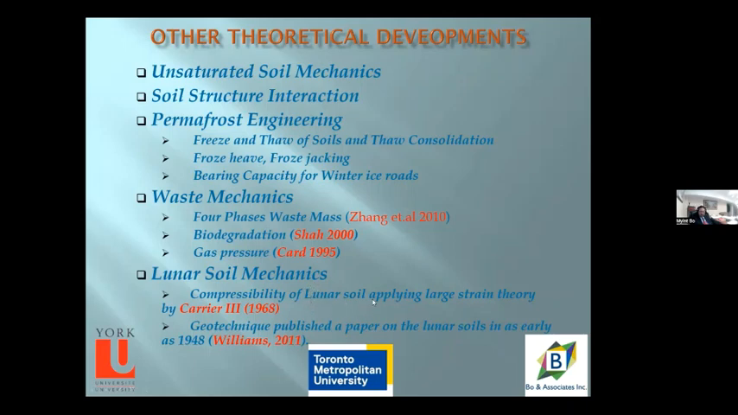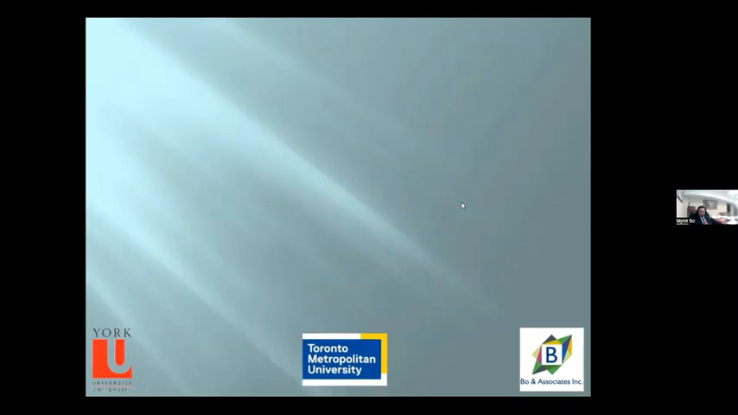Compressibility of the lunar soil, applying large strain theory by Carrier in 1968, is a very famous theory. And the Geotechnique journal published a paper on the lunar soil as early as 1948. This is only about 5 years after the first soil mechanics book came out. This paper was published by William in 2011, and William stated that in 2011.